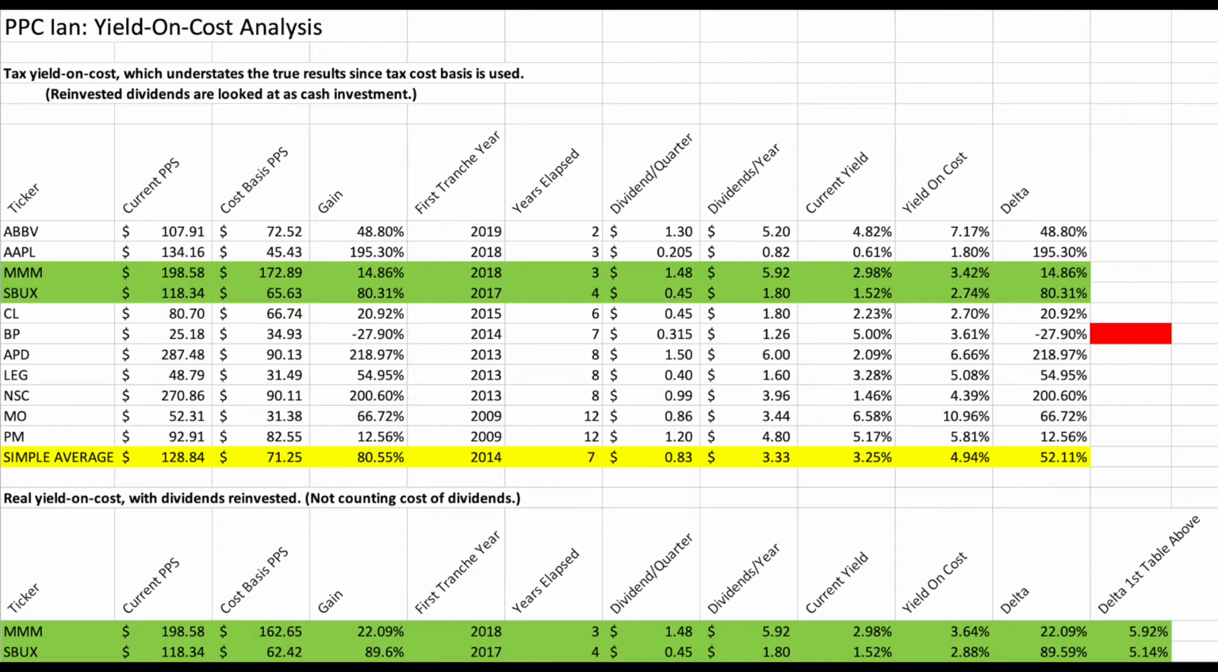Next one, Norfolk Southern. This one has just been a home run. I never expected it to do this well, but I've been in it for 8 years. I'm up 200% on my cost basis, and that's overall cost basis, all tranches, including reinvested dividends, so it understates the performance, quite frankly. But the current yield is 1.46, and my yield on cost is 4.39%, so I'm up over 200%. My yield on cost is better than the current yield.